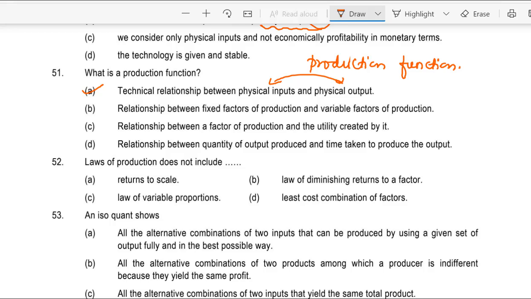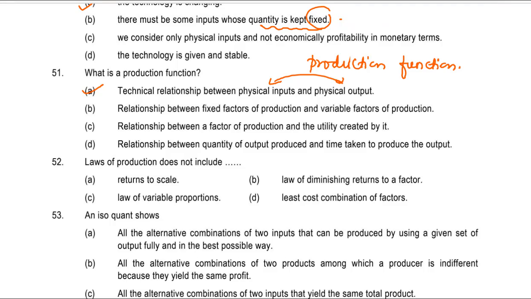Laws of production does not include A. Returns to scale. B. Laws of diminishing returns to a factor. C. Laws of variable proportion. Or D. Least cost combination of factors. Laws of production does not include D, least cost combination of factors. Let us see question number 53 now.